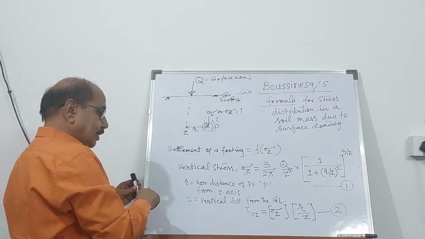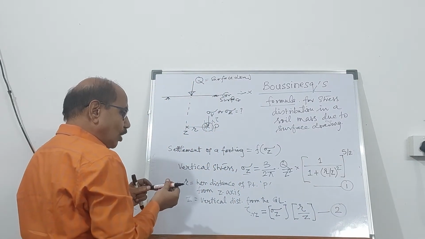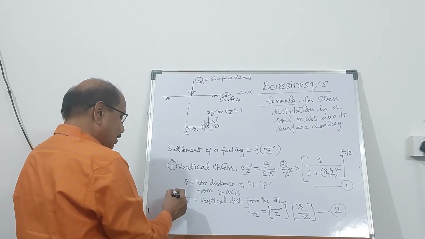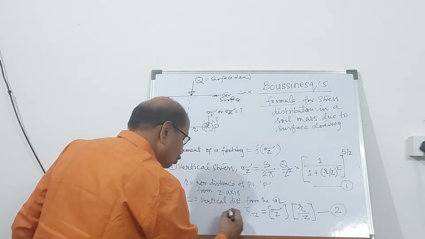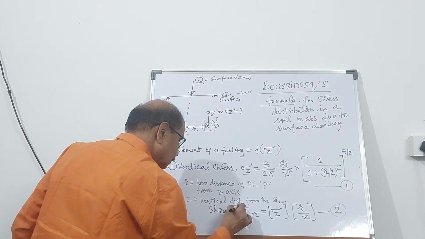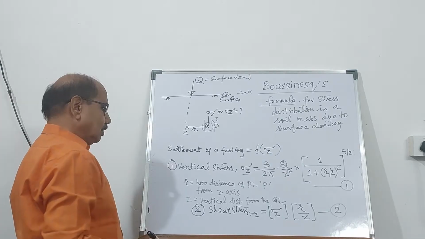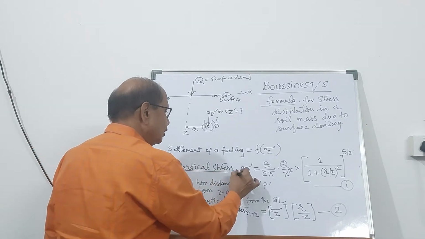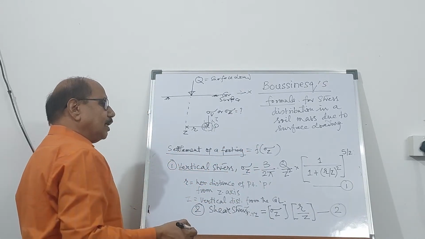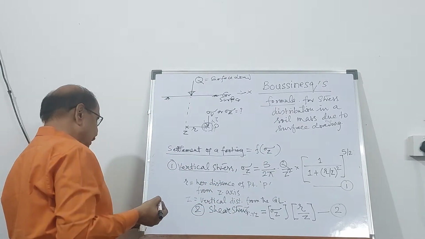So Boussinesq equation, Boussinesq formula can be used, number one, for vertical stress. It can be also used for shear stress, tau. So this is the second one. Vertical stress, you can find it out. And then once you know the vertical stress, as you know, the settlement of a footing can be computed, which is a function of sigma z.